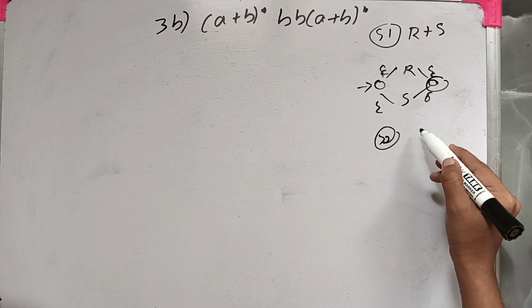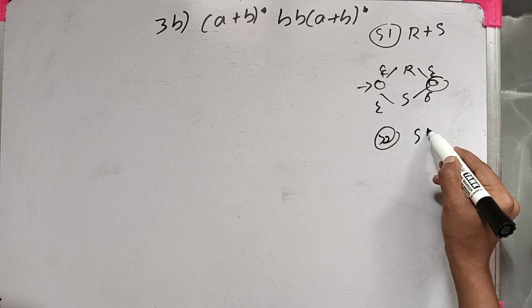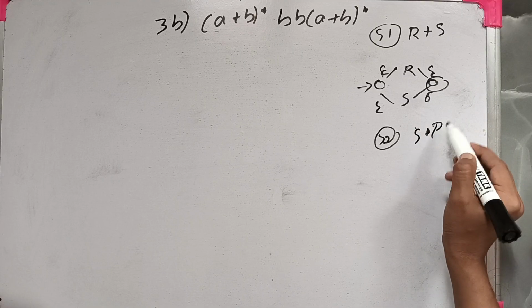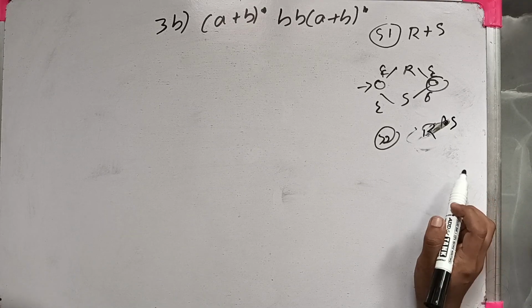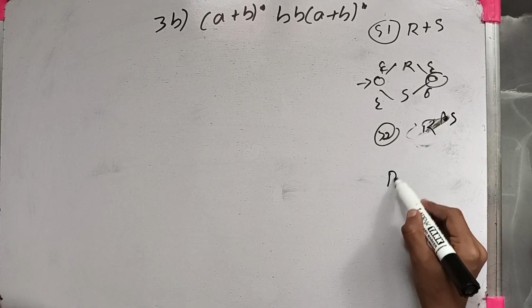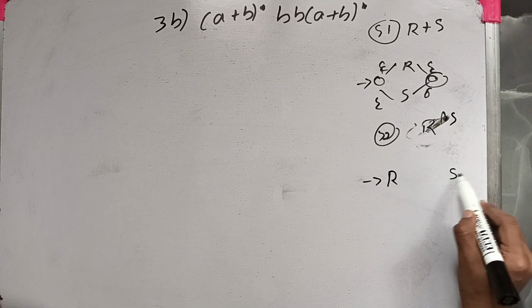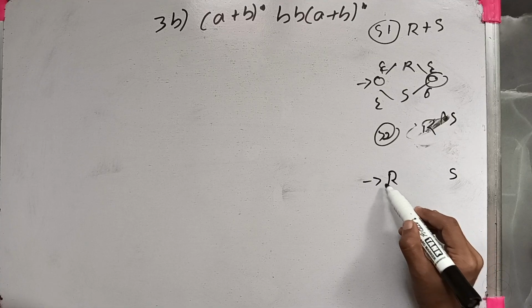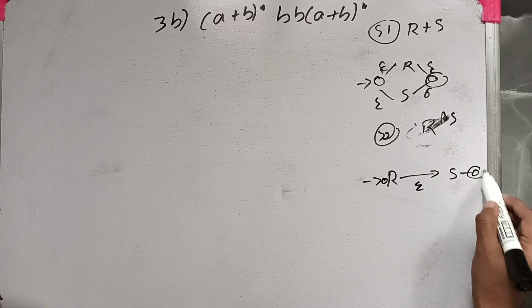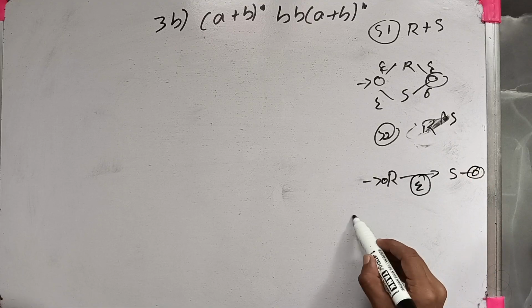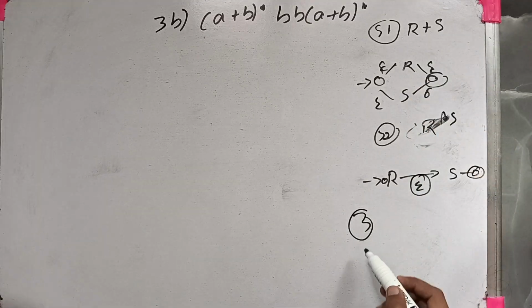The second thing you need to know is r into s, r·s. In this case, how to combine this? R here, S here. Then with the help of epsilon, we need to combine. One epsilon in this case.